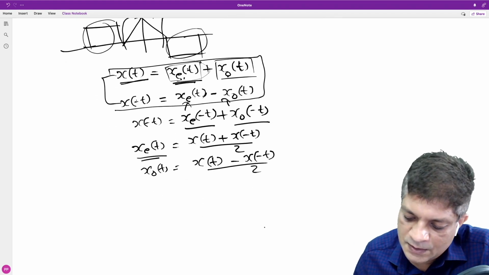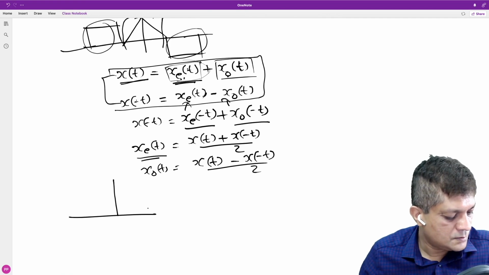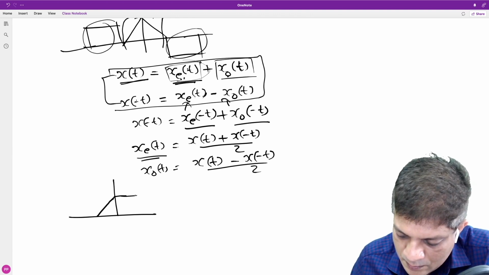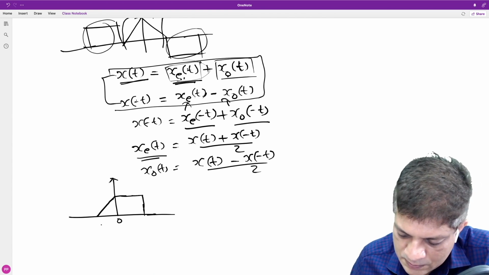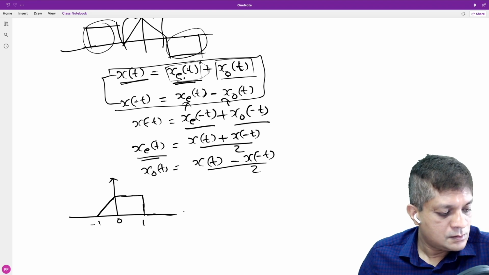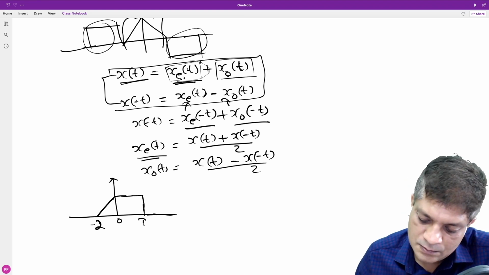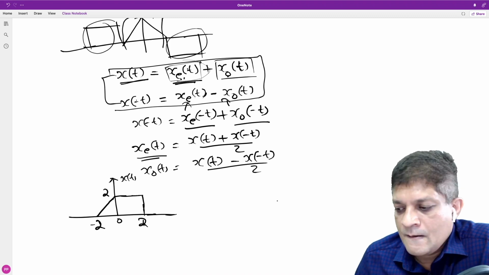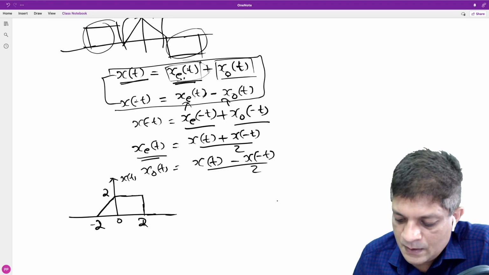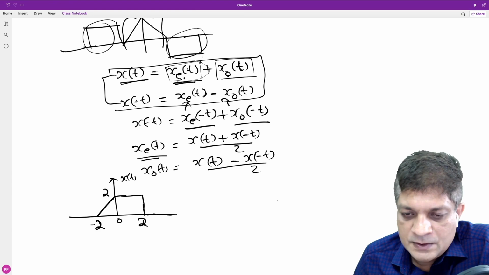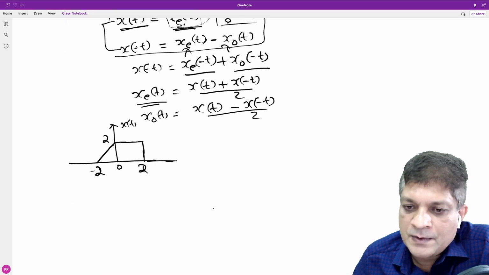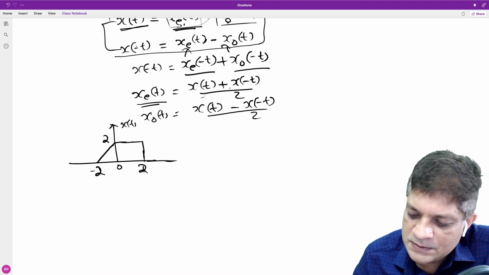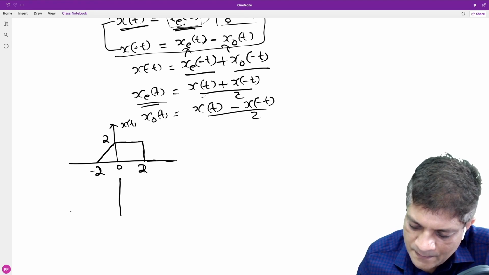Let us consider an example. Let's say this is a signal with points at 0, minus 1, 1, minus 2, 2, and 2. This is a signal x(t). Is it an odd signal or even signal? None. Now, can we find the even part of the signal? How to get the even part of the signal? It is x(t) plus x of minus t by 2. What is the reflected signal here? Is it this?